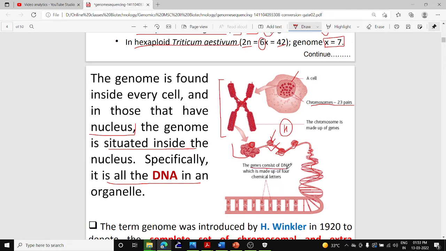So genes consist of DNA, which is made up of four chemical letters: adenine, guanine, cytosine, and thymine. Out of these, two are purines. And these two, including also uracil, are pyrimidines. So remember, in DNA thymine is there as a pyrimidine base, and in RNA uracil is there instead of thymine. Okay, so remember that term.